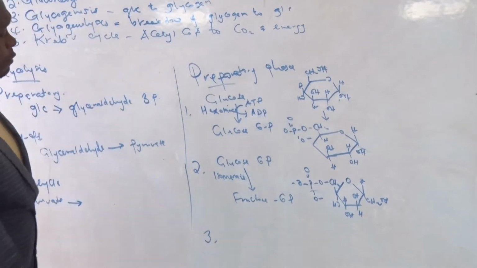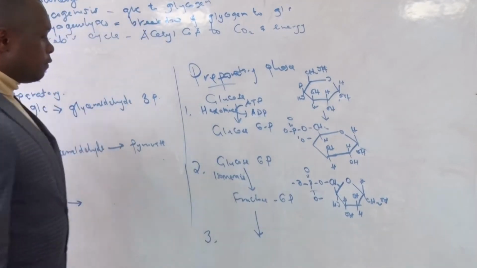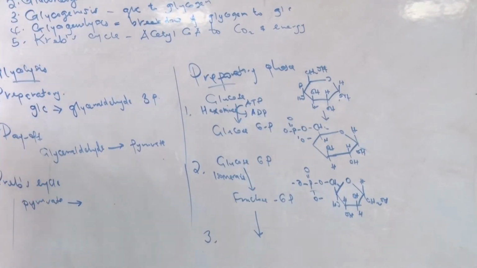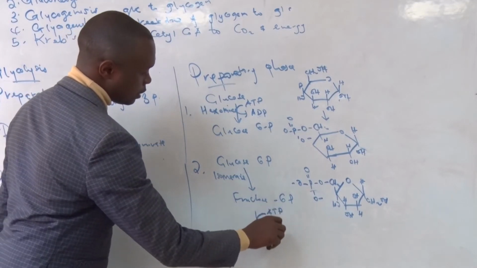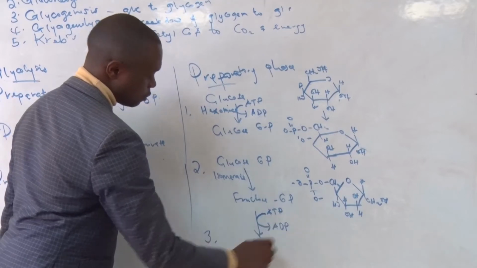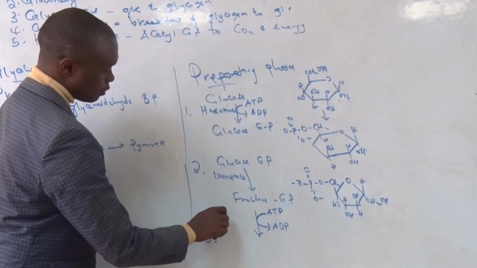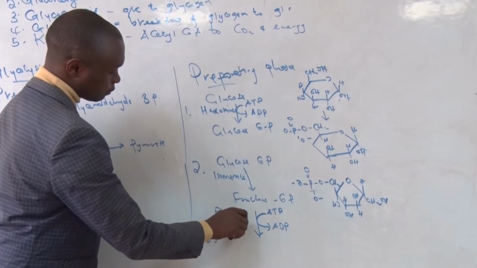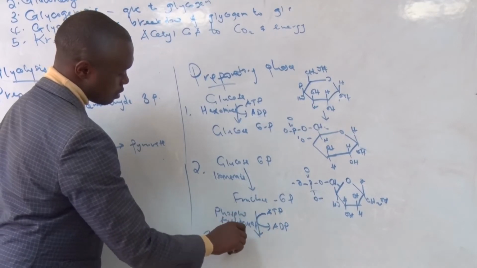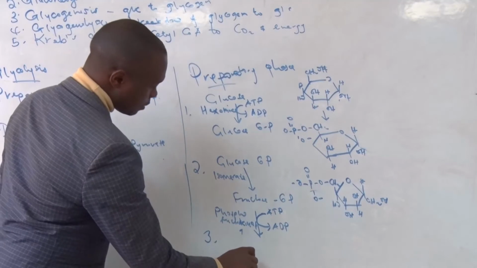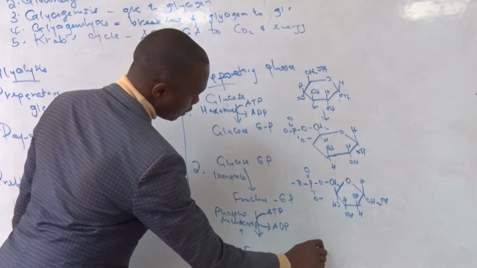Now in step number 3, the fructose 6-phosphate is phosphorylated. It undergoes a phosphorylation reaction, in which again we have ATP involved, being converted to ADP, and the enzyme is called phosphofructokinase 1. This forms fructose 1,6-bisphosphate.